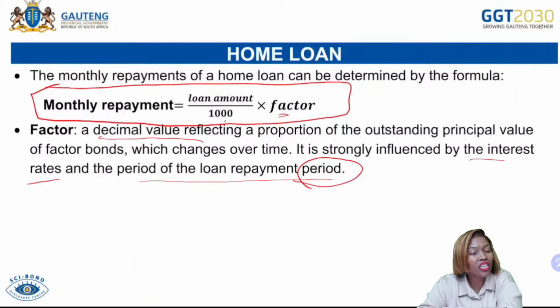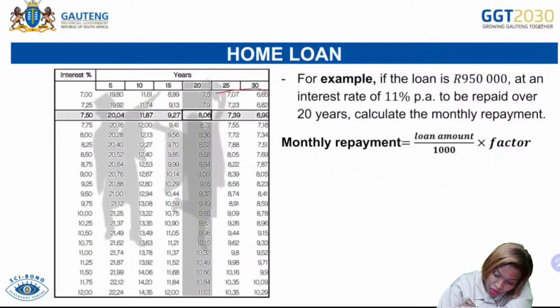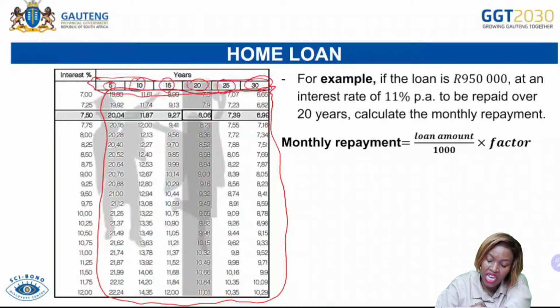So where do we get the factor that I'm talking about? You will be provided with a table like this. These values inside here, these are your factors. On top here, these are the years. So these are the years. When you take a home loan, you can pay it over a period of 5 years, 10 years, 15 years, 20 years, 25 years, and 30 years.